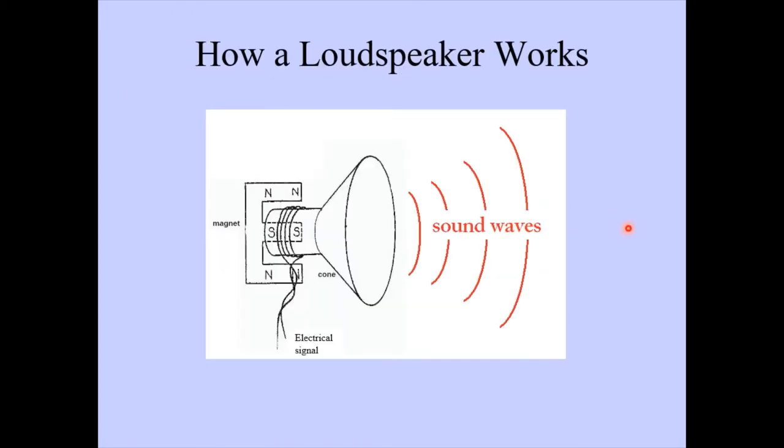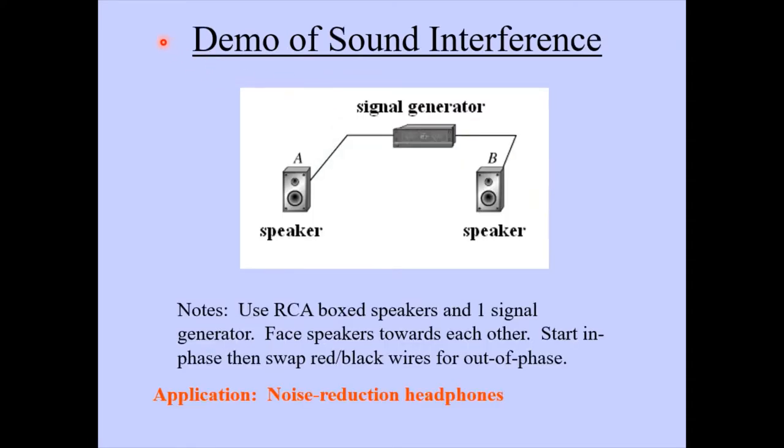We already saw in the previous chapter how the loudspeaker works. Remember, the loudspeaker has this speaker cone that vibrates back and forth and creates sound waves. So what we're going to do in this demonstration is have two speakers connected to a signal generator, and we are going to play the sound in these speakers for both in phase and out of phase. So let's watch that video right now.